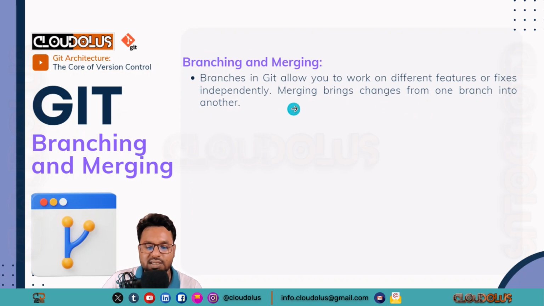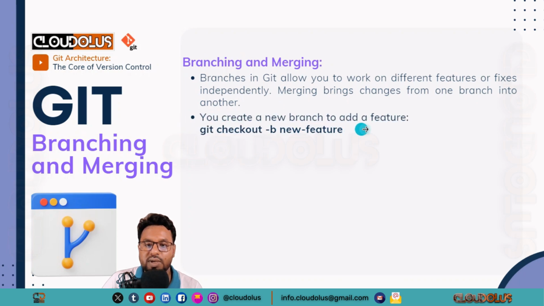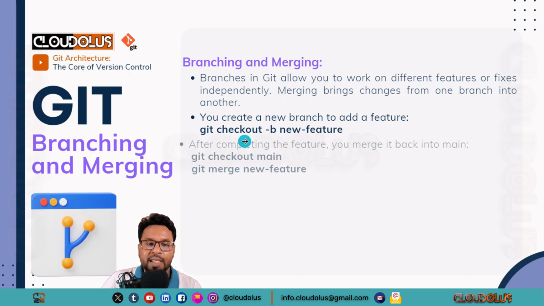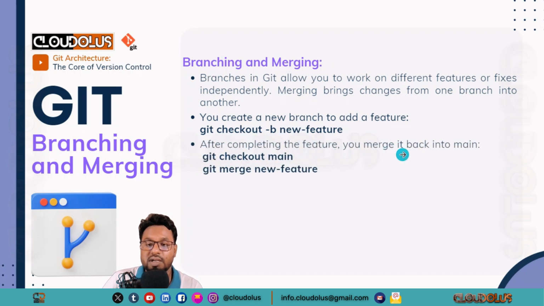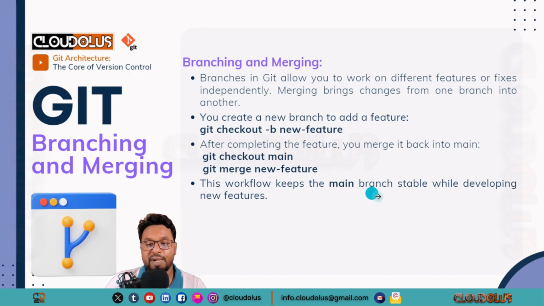So you create a new branch to add a feature using git checkout -b new-feature. Using this command you create a new branch, and after completing the feature you merge it back into main. Once your branch update is done, you go back and merge into the main branch, using git checkout main and git merge new-feature. This flow keeps the main branch stable while you are developing a new feature.